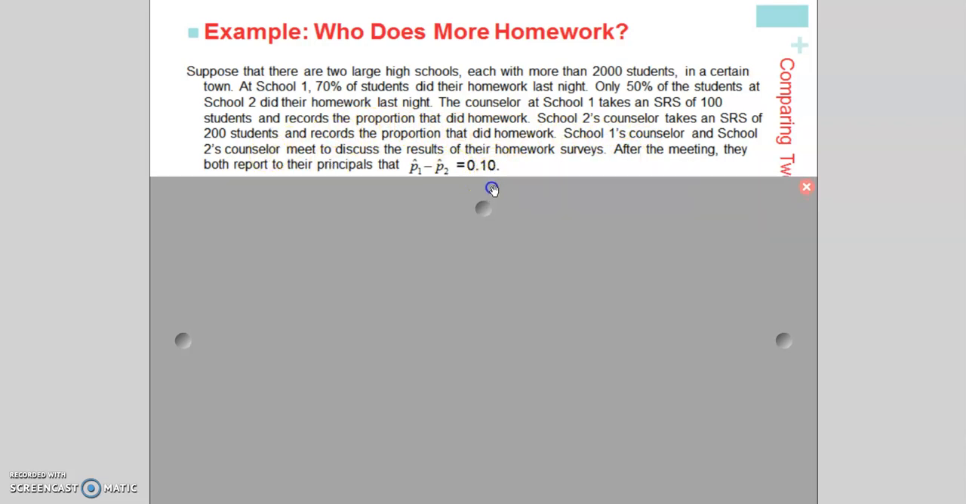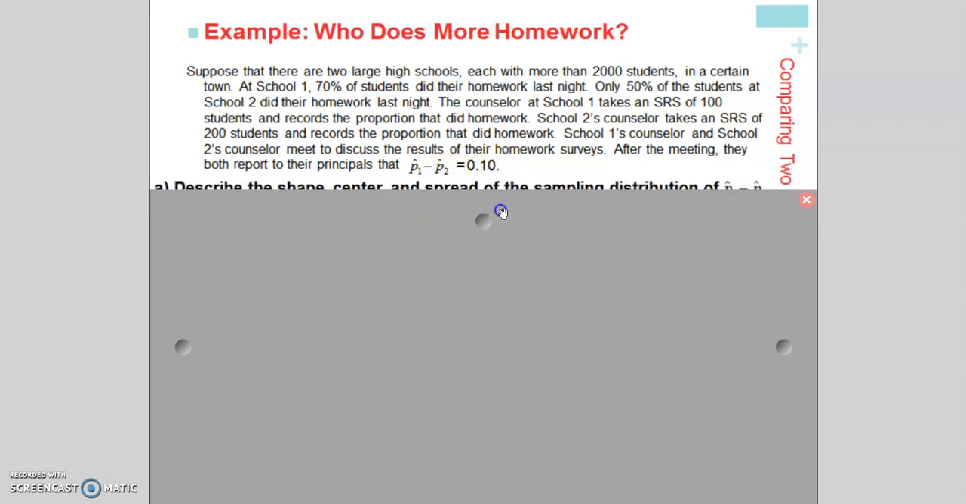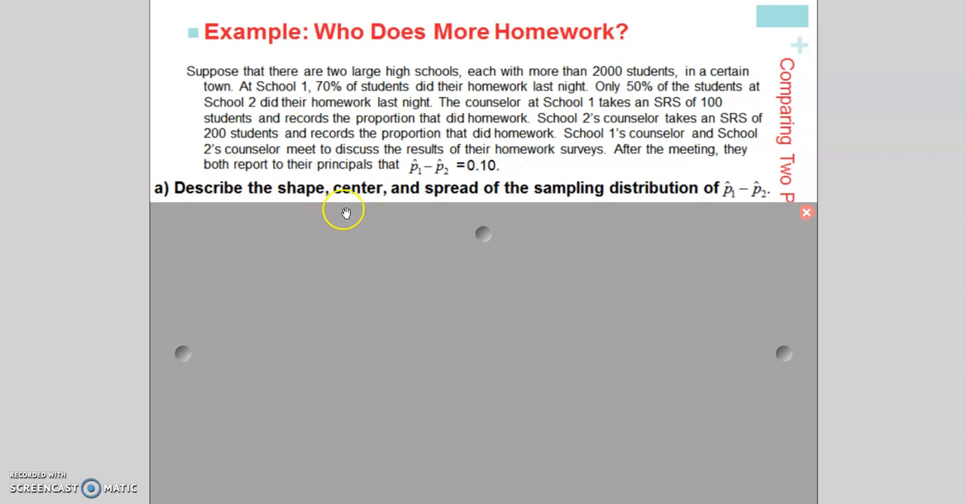They get that the actual difference was 10%. So maybe school 1 found 65% and school 2 found 55, or maybe it was 72 and 62, or, I don't know what numbers, but they had a difference of 10. What would the shape, center, and spread be of the sampling distribution?